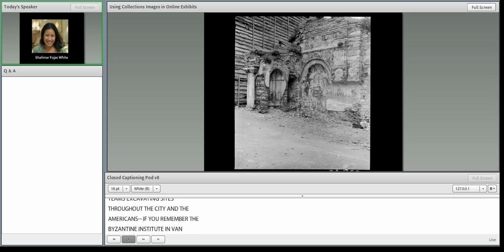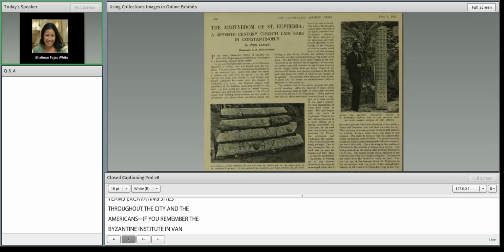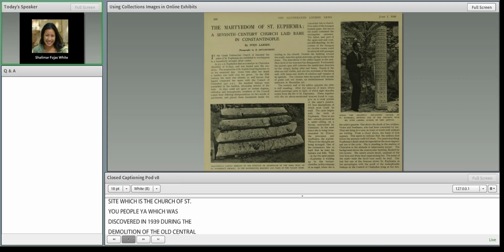So I wanted to single out one site, which is the Church of St. Euphemia, which was discovered by chance in 1939 during the demolition of the old central prison in Istanbul. The Byzantine frescoes that were uncovered at that site were exposed to sun and rain and reportedly damaged by children, until the German archaeologist A.M. Schneider was given permission to excavate in 1942.